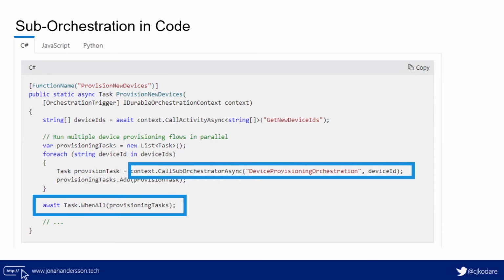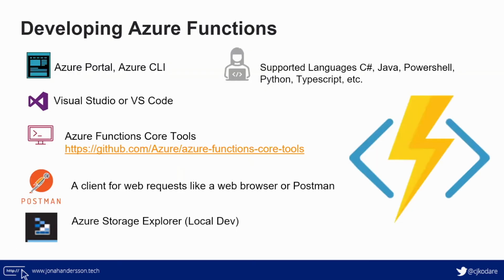You're trying to do a for each loop over your list of device IDs, and then for each of your devices, you're doing something else. So that's the sub orchestration there.